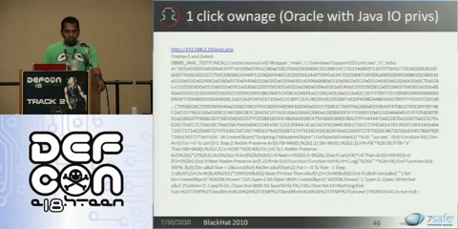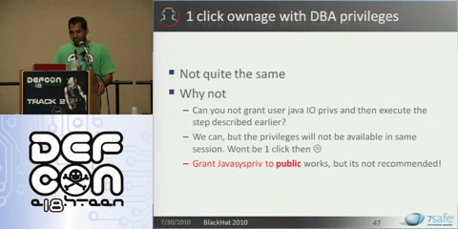Next, when we wanted to do this with DBA privileges, things didn't quite work. The obvious question was, as a DBA user, can we grant ourselves Java IO permissions and then execute the previous step? We can do that, but the problem is that if you grant yourself Java IO permissions as DBA, those permissions are not available in the same session. Technically, you have to log out and log back in, and then you will have the permissions you have granted. So it won't quite be one-click ownage. It will require more than 1 or 2, 3 clicks.